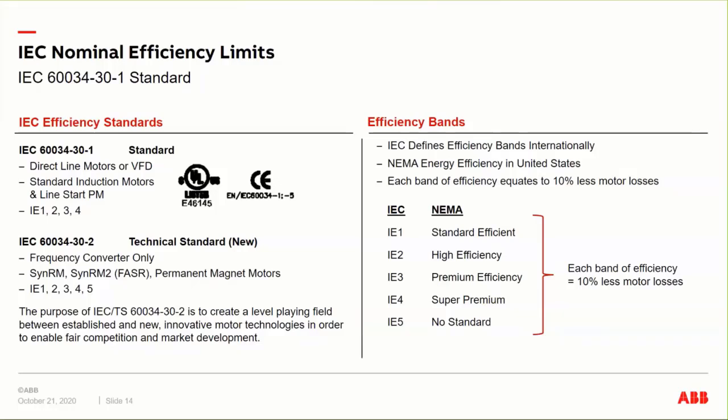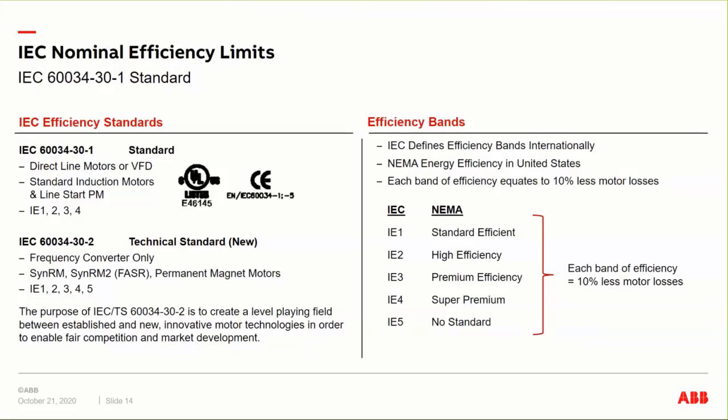60034-30-1 is the standard for IEC. It defines up to IE4 for direct across the line motors. There's a new technical standard, which is -2. It was implemented, it's not actually a standard, but just a technical standard at this point.